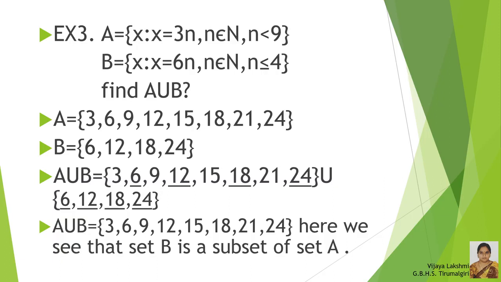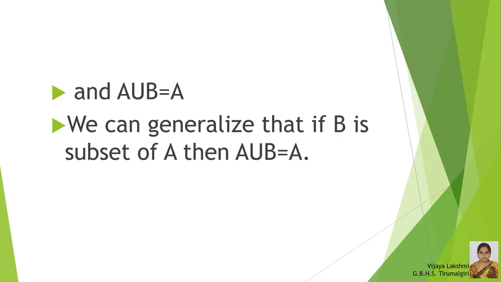Now here there is a small observation we are supposed to make. When you check B and A, all the elements of B are also elements of A. That is, B is a subset of A. So whenever you get B is a subset of A, we have got A union B is equal to A. We can generalize that if B is a subset of A, then A union B is equal to A.